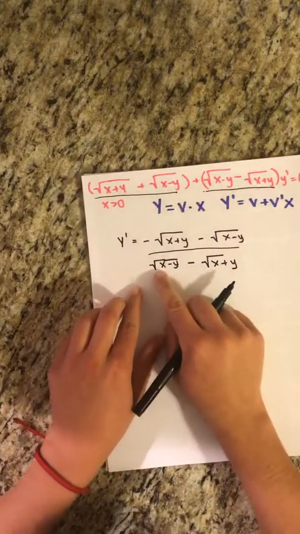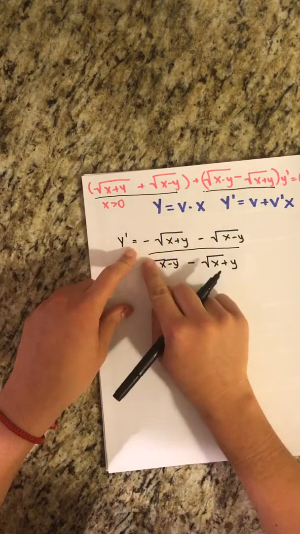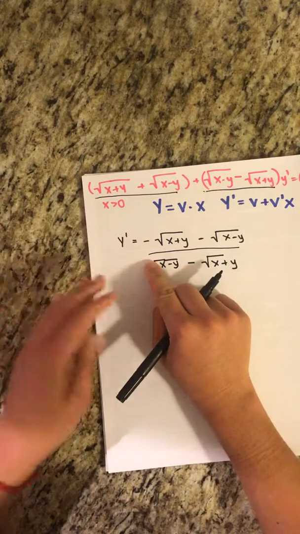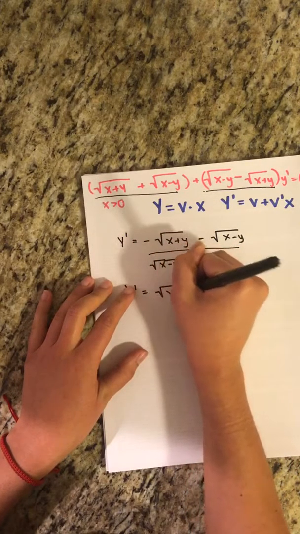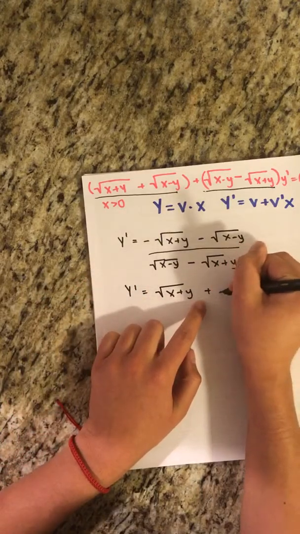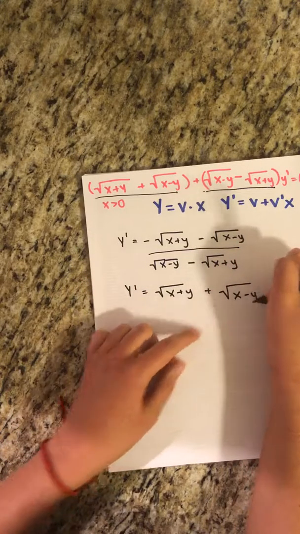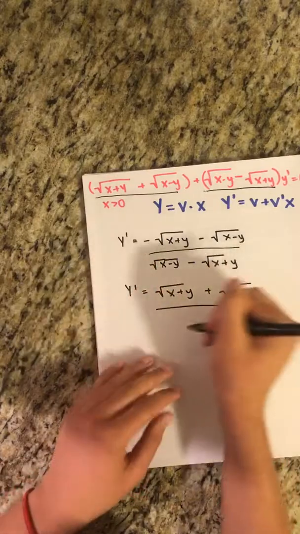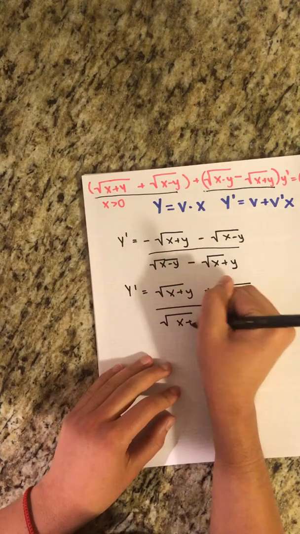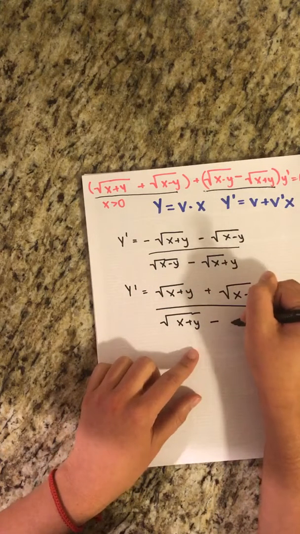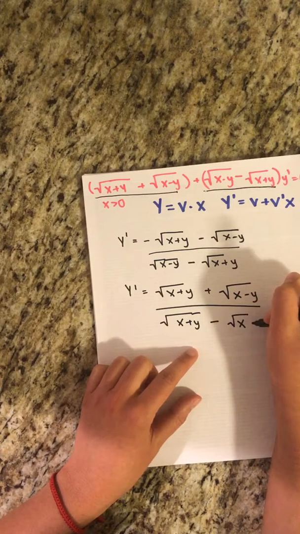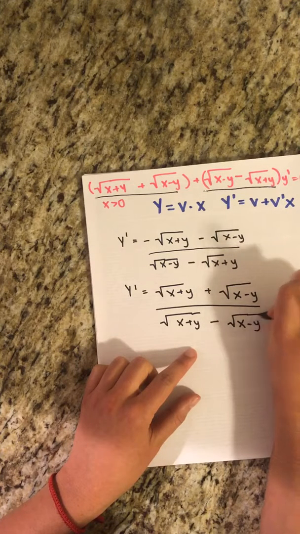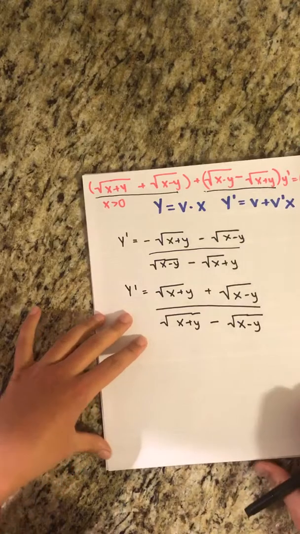And now what I'm going to do, just to make it easier, is factor out this negative and then cancel. So I'm going to be left with plus, because I'm factoring out that negative. And then I'm just going to flip these two just to make looking at it a bit easier. There we go. Okay. So now we're here.